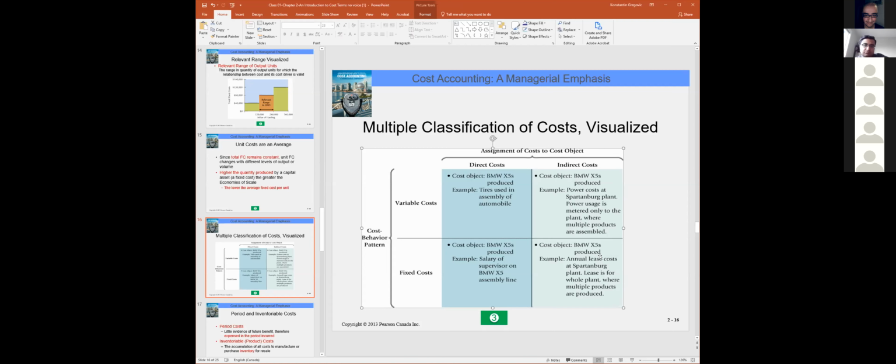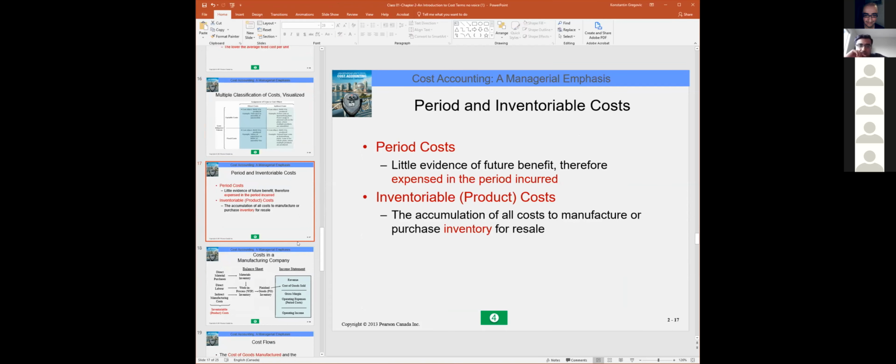And finally, we've got the annual lease cost of a Spartanburg plant. Leases for the whole plant where multiple products are produced, indirect cost, but lease cost is a fixed cost. It's a flat charge per month. So does that make sense? How they've basically made the separation between direct costs, indirect costs, and then how it fits between variable costs and fixed costs.